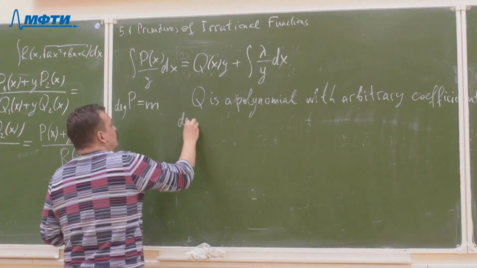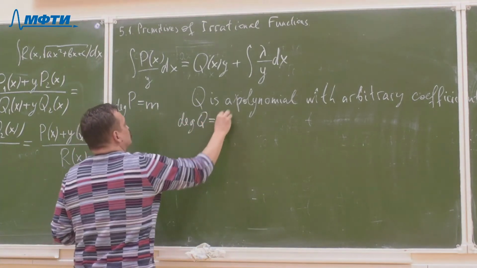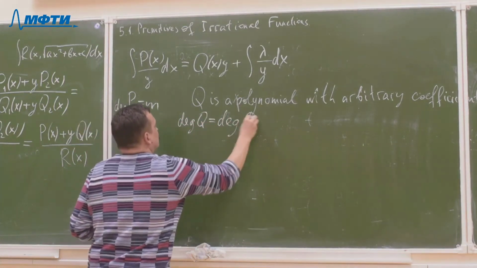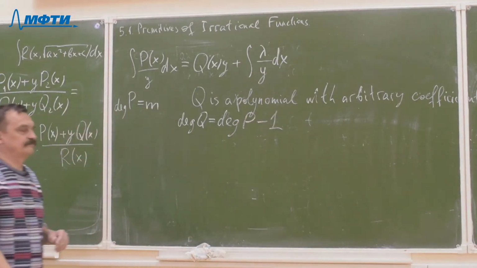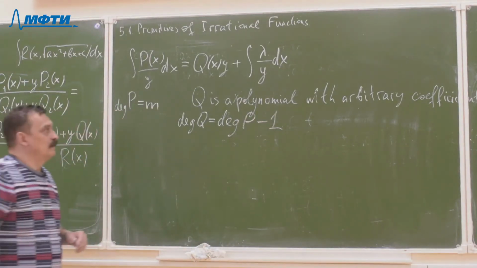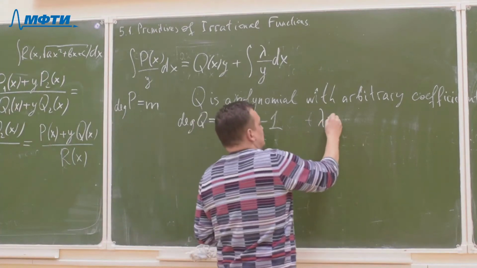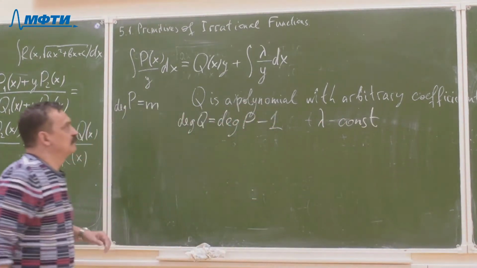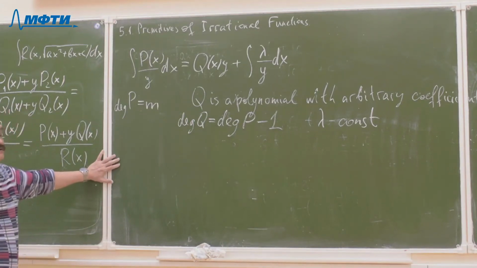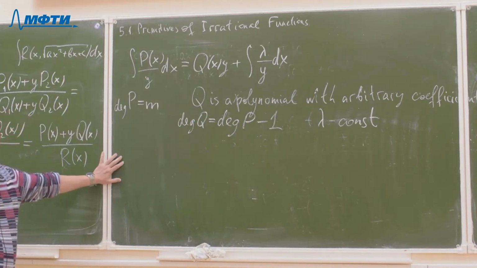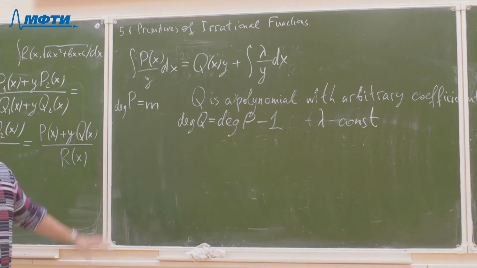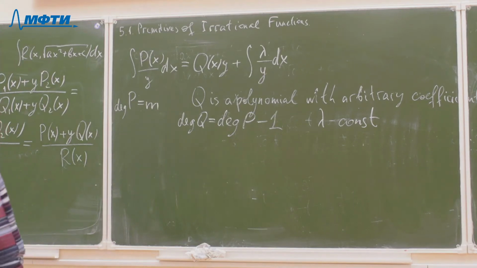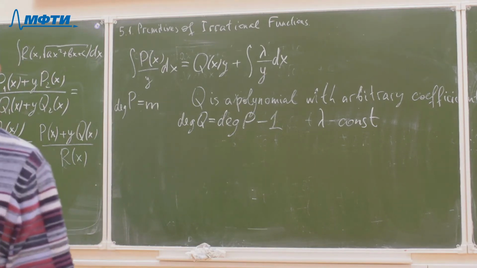And degree of Q equals degree of P minus 1. Lambda is a constant. So, you see, that is something similar to what you should do to find partial fraction decomposition.